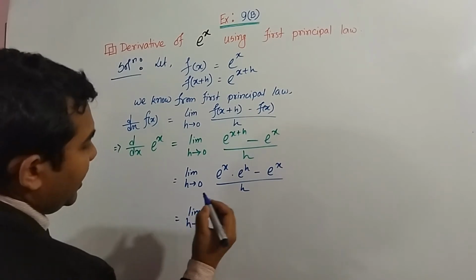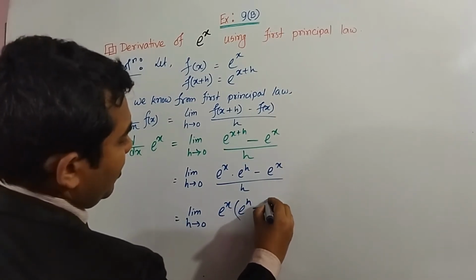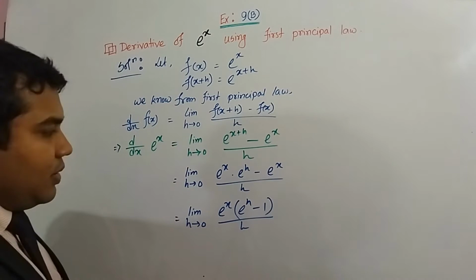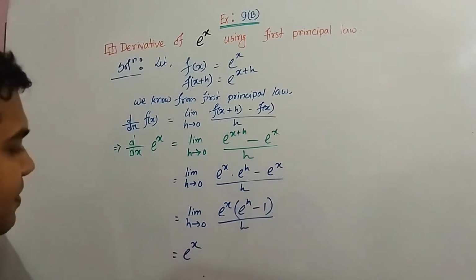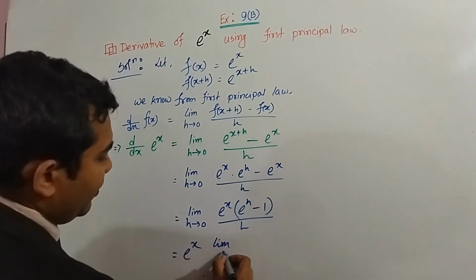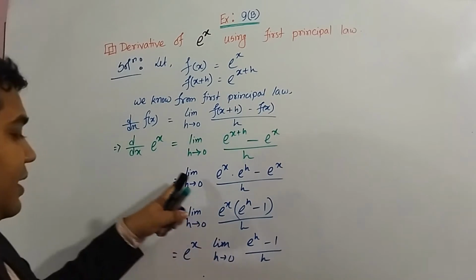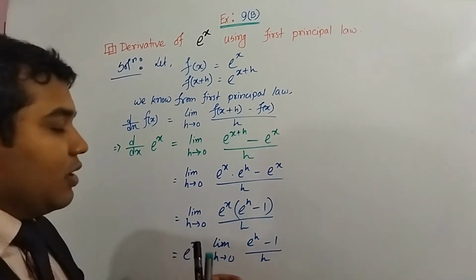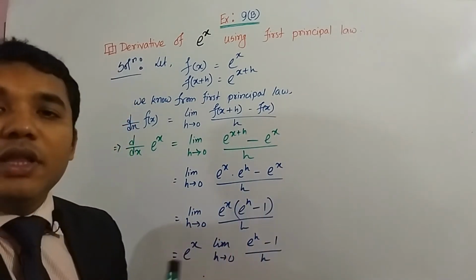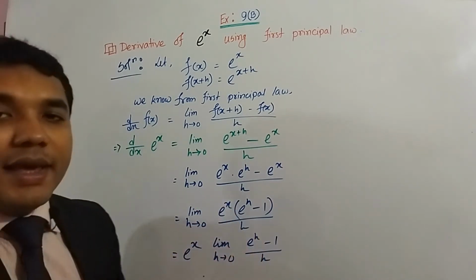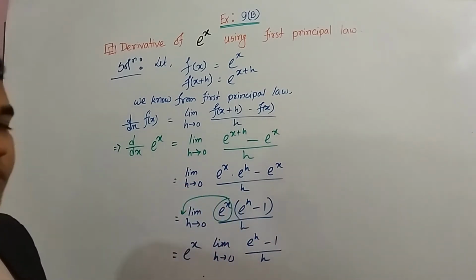Limit h tends to 0, if we take e to the power x as common, then we'll get e to the power h minus 1 divided by h. So if we take e to the power x at the very first place, before the limit part, then we can write e to the power h minus 1 by h. Why have we taken e to the power x before the limit part? Because this limit will work only on the h position, not the others. That's why these actually work as the constant part, so e to the power x can come in front of the limit.